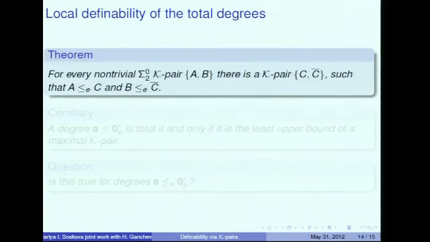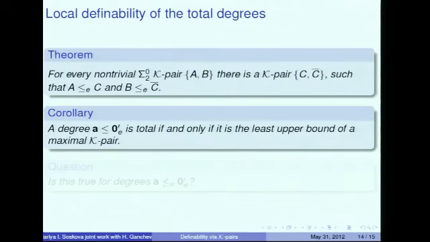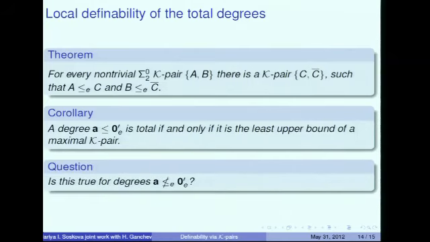For every non-trivial Sigma 2 k-pair A, B, there is a k-pair of this form, C and the complement of C, which extends it. So, as a corollary of this result, we have that in the local structure, a degree is total if and only if it's the least upper bound of a maximal k-pair. And the question that we don't have an answer to is: is this true also for degrees that are not below 0 prime?